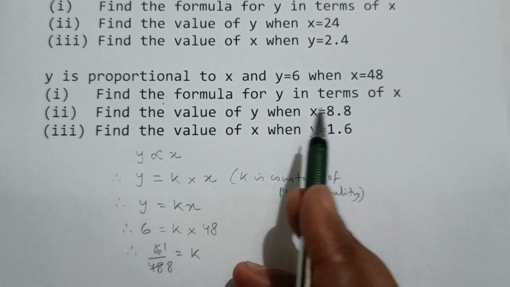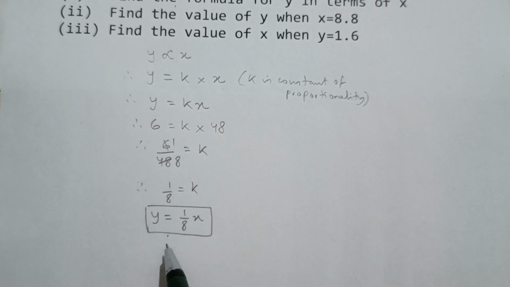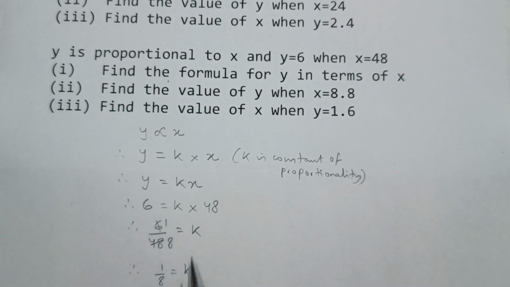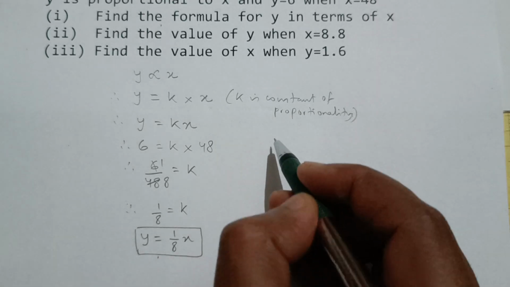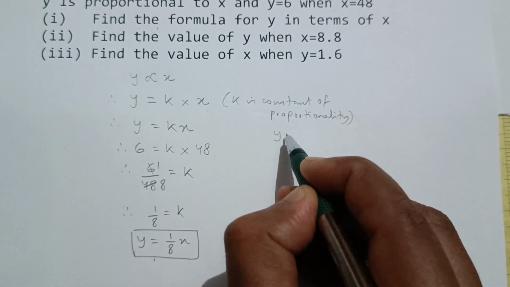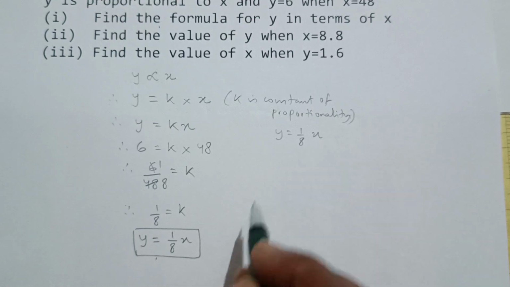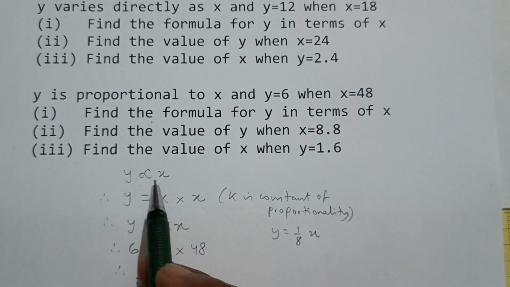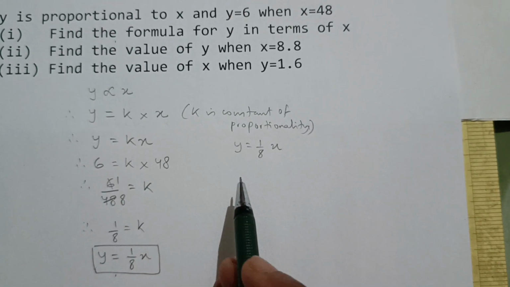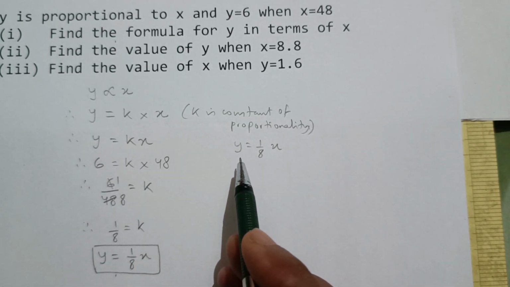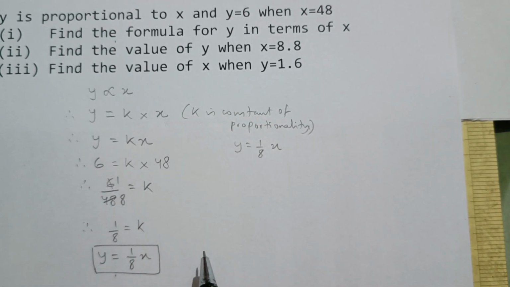So find the formula for y in terms of x. The formula for y in terms of x is y equals 1 by 8 x. So this is the answer for this question. Now we have to find the value of y when x equals 8.8. So the formula is y equals 1 by 8 x.